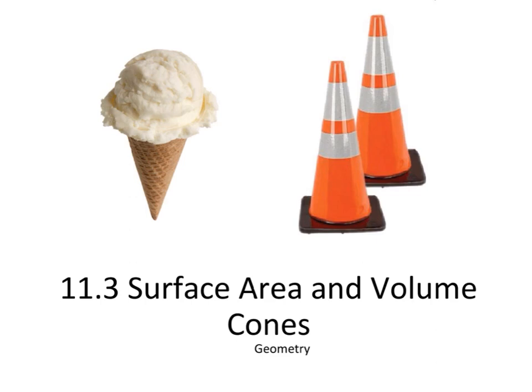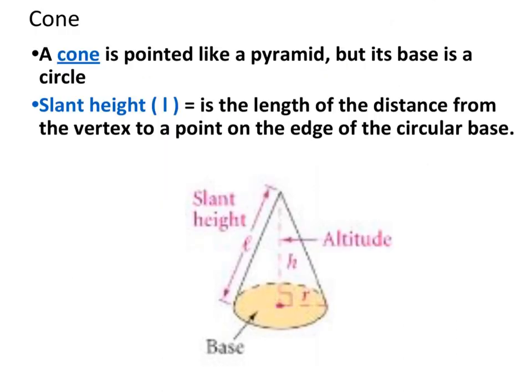In this video, you will learn how to calculate the surface area and volume of a cone. A cone is a three-dimensional figure that is pointed like a pyramid, however, its base is like a circle. So similar to how a prism and a cylinder are related, a cone is related to a pyramid in the same way. The slant height is still that length on the side that gives us the distance from the base to the vertex of the figure.